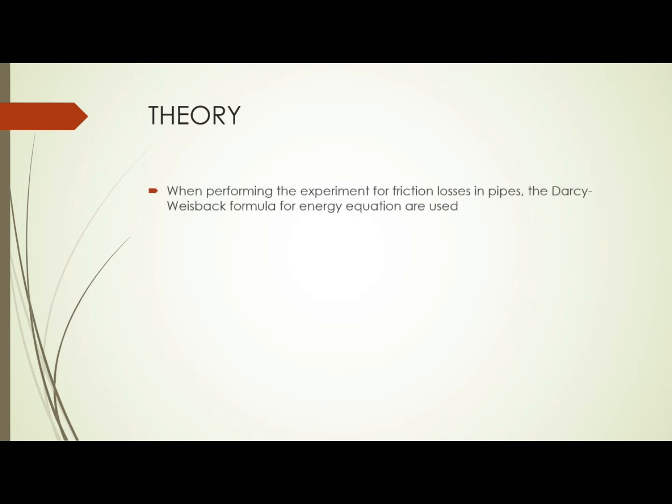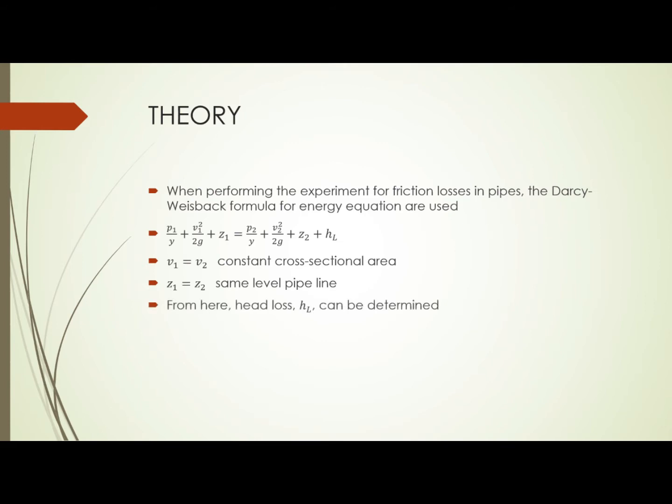When performing the experiment for friction losses in pipes, the Darcy-Weisbach formula for the energy equation is used. So this is the equation. Once we cancel out V1 and V2, Z1 and Z2, from here we can find the head loss. So head loss is equal to P1 minus P2, those are pressures, divided by gamma, which is a constant.